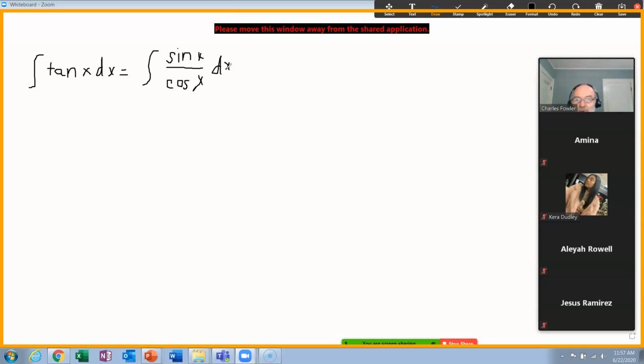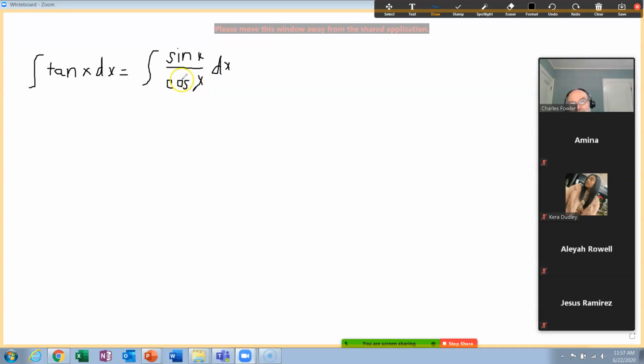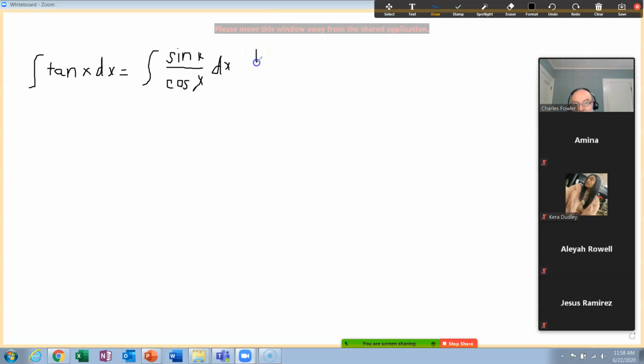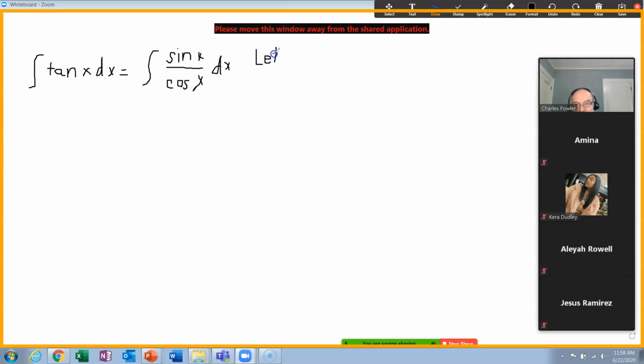So my typical question here is, what's the most complicated part of this integrand? Well, in general, numerators are fairly straightforward. Denominators are a problem. So let's let that be our u substitution. Let u equal that denominator, cosine x.